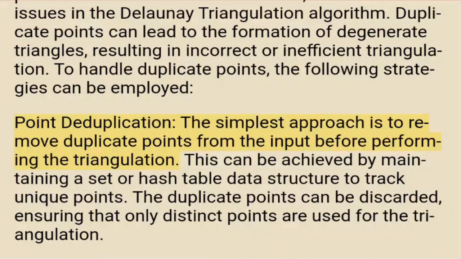Point deduplication. The simplest approach is to remove duplicate points from the input before performing the triangulation. This can be achieved by maintaining a set or hash table data structure to track unique points. The duplicate points can be discarded, ensuring that only distinct points are used for the triangulation.